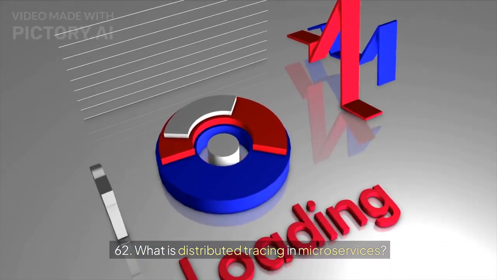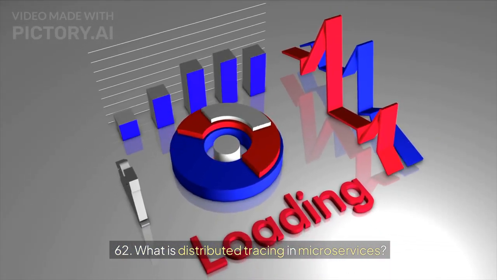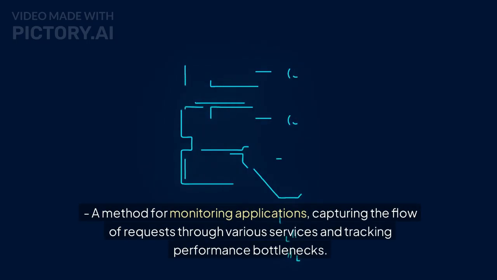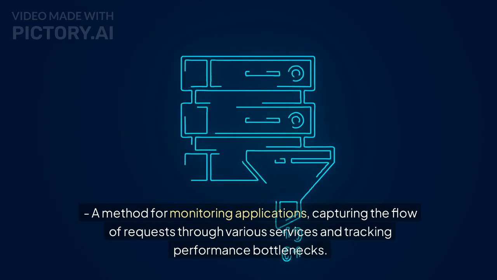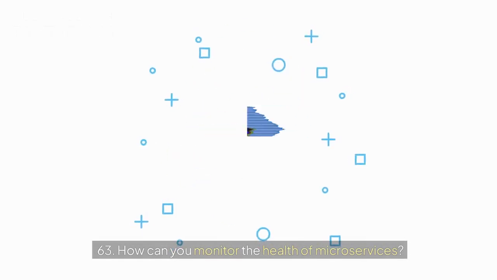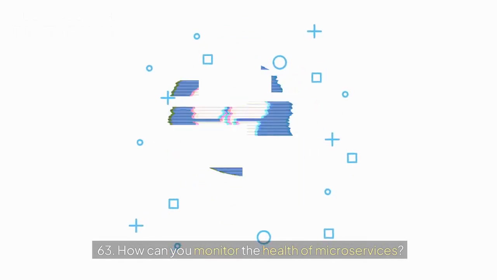62. What is distributed tracing in microservices? A method for monitoring applications, capturing the flow of requests through various services and tracking performance bottlenecks. 63. How can you monitor the health of microservices?